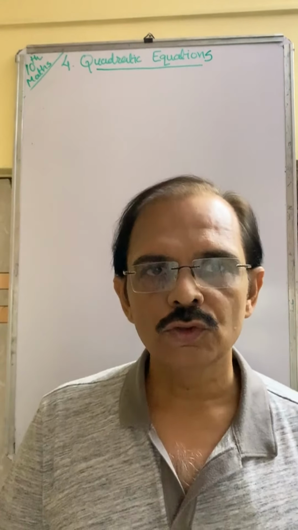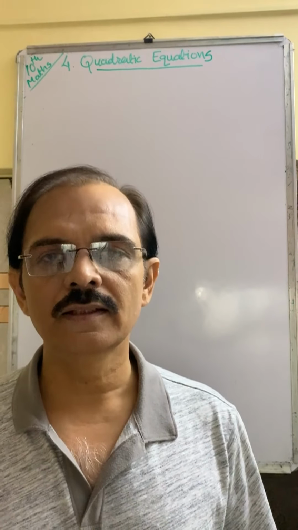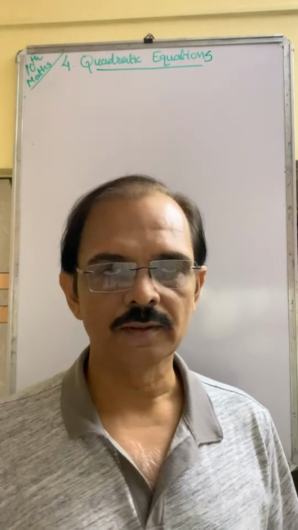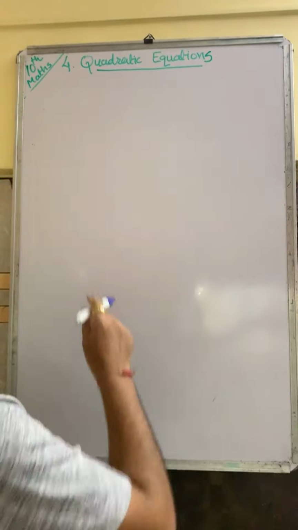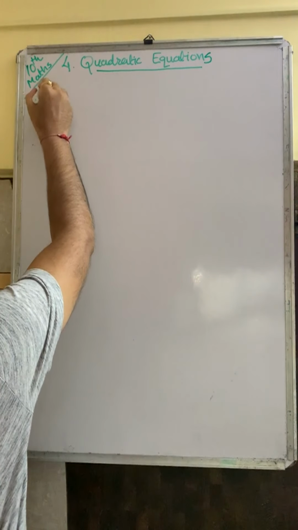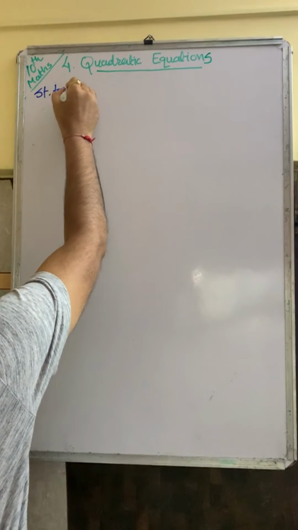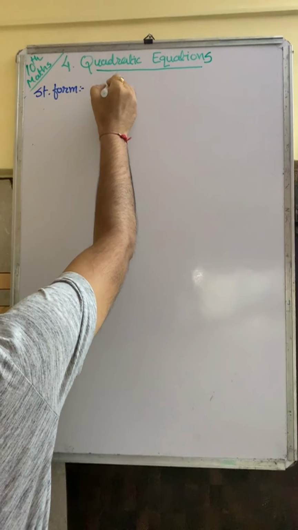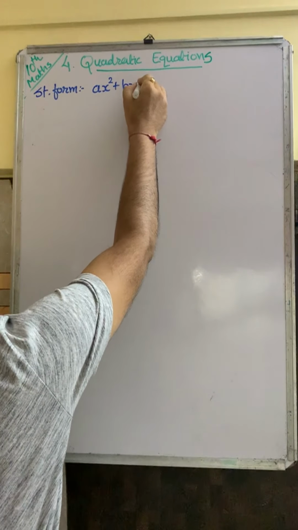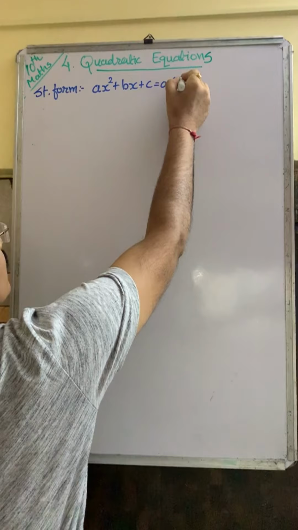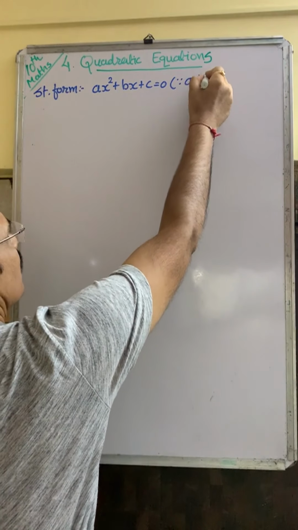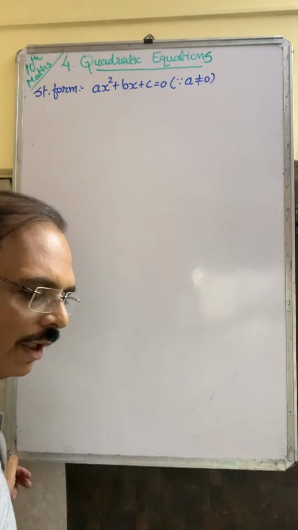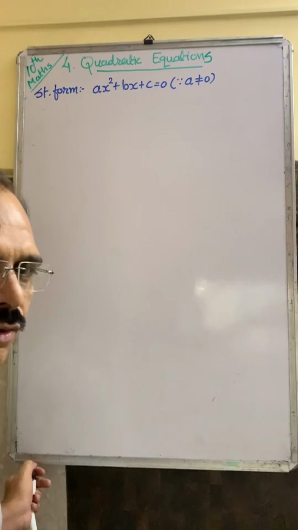Formula, the roots, the value of x in this quadratic equation. You know the standard form of the quadratic equation: ax square plus bx plus c equals 0, and we write the condition a is not equal to 0. Now how to solve this? How to find the roots of this?